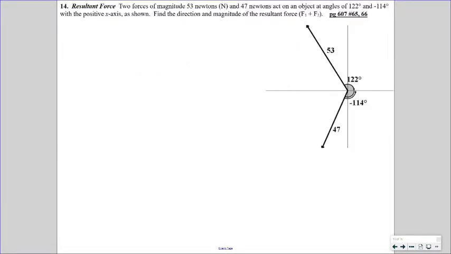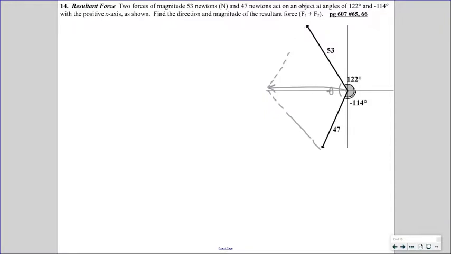Okay, last thing here. We have two forces. One has a magnitude of 53 newtons and the other has a magnitude of 47 newtons. They both act on an object at angles of 122 degrees and negative 114 degrees with the positive x-axis. We want to find the direction and magnitude of the resultant force. If we look at this problem the way that it is, we have enough information to find the angle between them. And if we have two vectors and the angle between them, one option to sum them is the parallelogram method: I create that parallelogram, find the diagonal, and that's the sum of the two vectors.